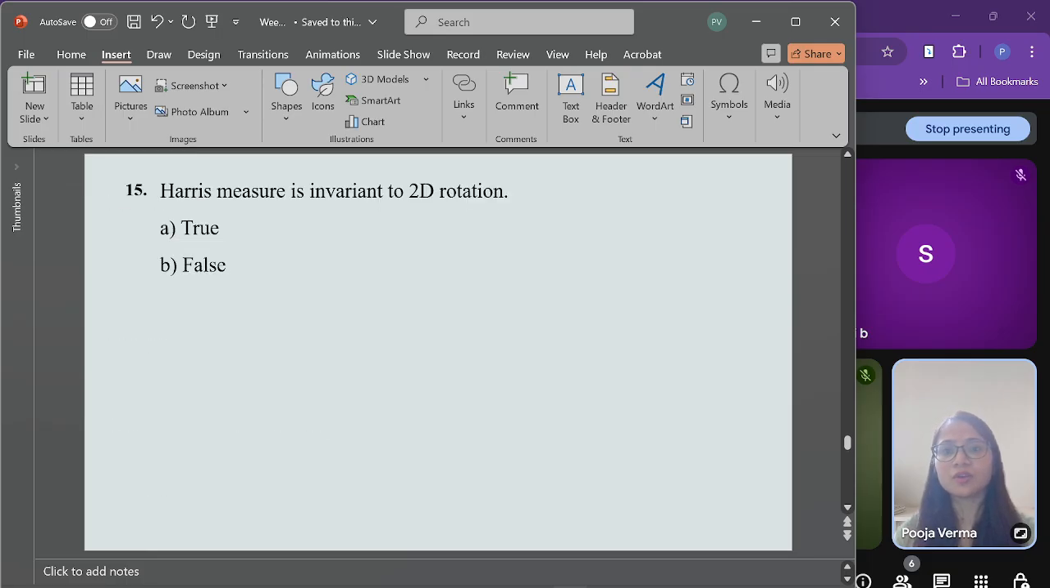Okay, now the next question: the Harris measure is invariant to 2D rotation. I think this is related to next week's topic, so it has come mistakenly, but you can just take it.